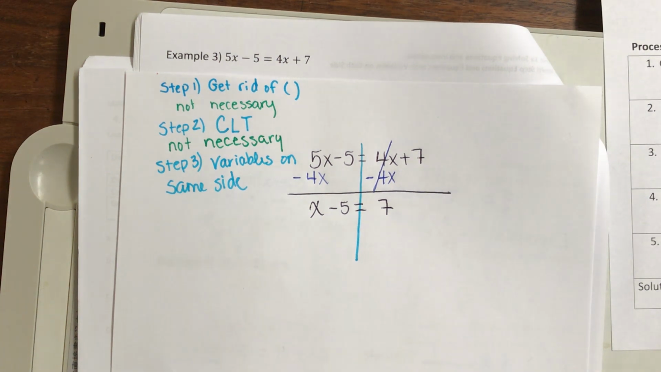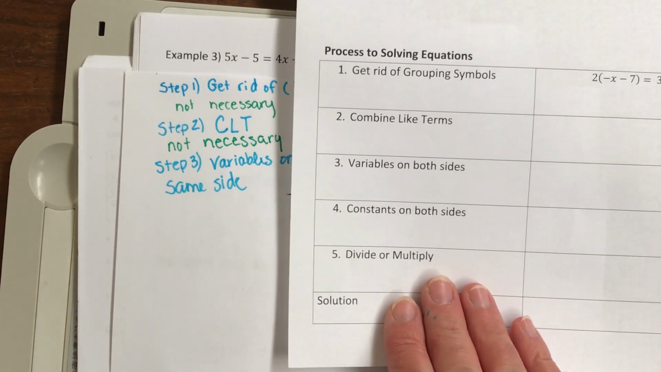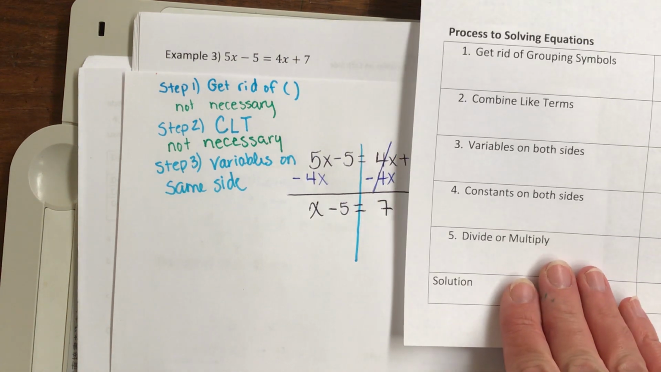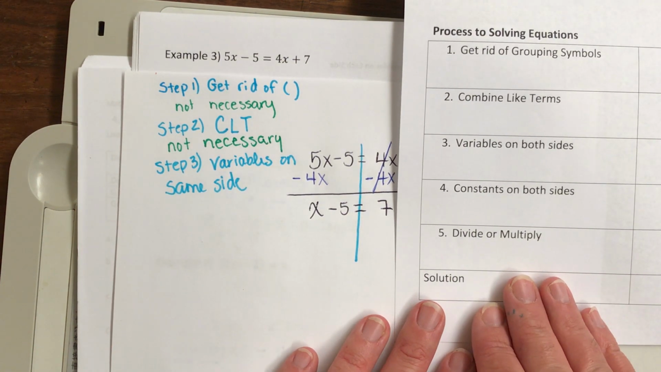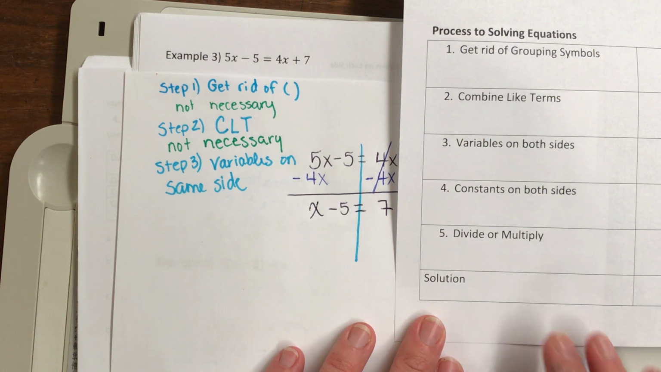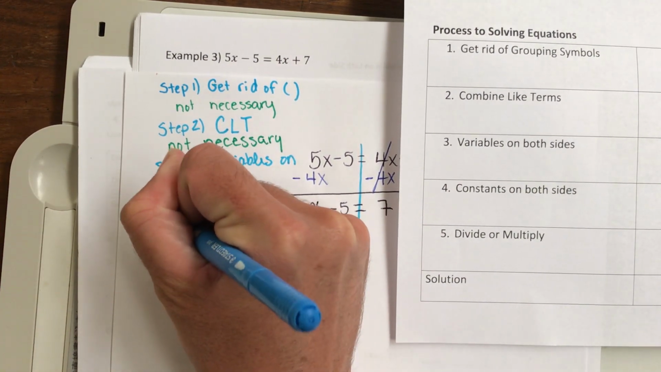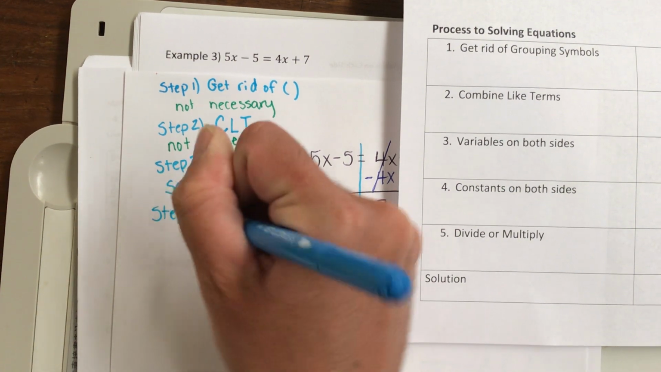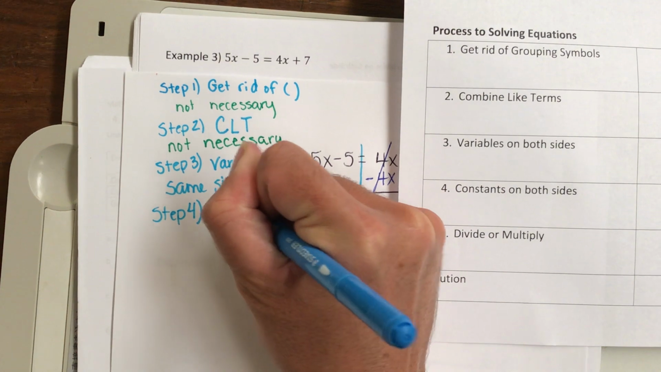So I have x minus 5 equals 7. So step 4 says, do we have constants on both sides? Well, if you remember, a constant is a number without a variable attached to it or without a variable beside it. So the answer to that is yeah, we do. So step 4, I'm going to say constants together, or constants on the same side.